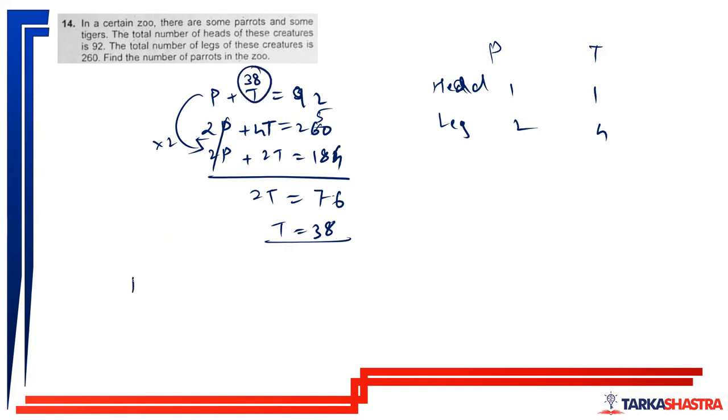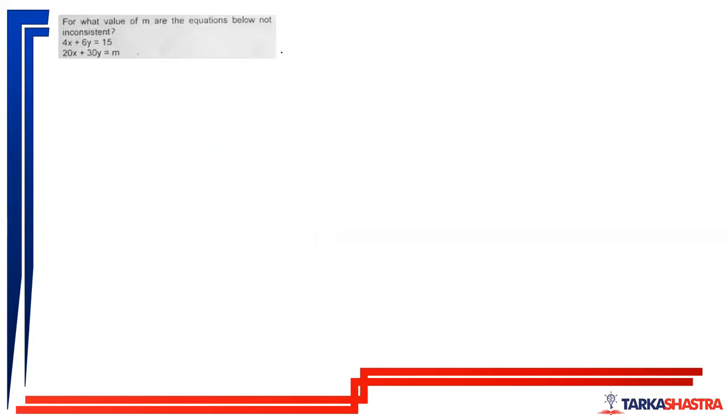So p plus 38 is equal to 92. So p is equal to 92 minus 38. 92 minus 38 is how much? 54, no? Very easy. So the number of parrots in the zoo is 54. Okay. These are very easy questions.